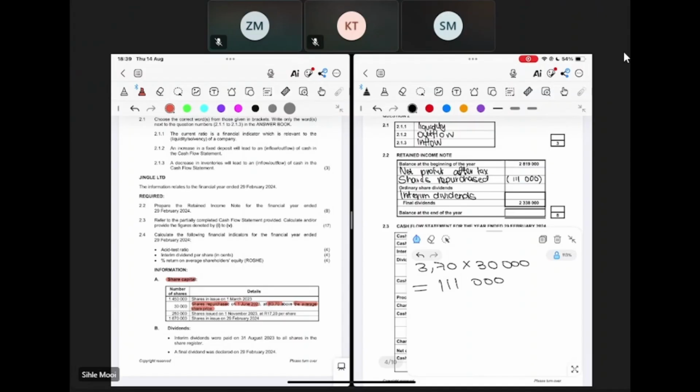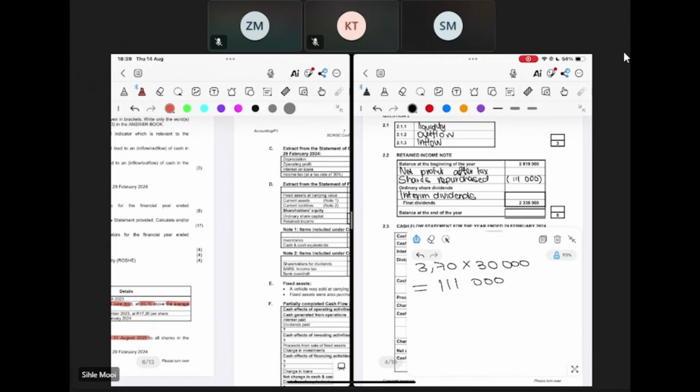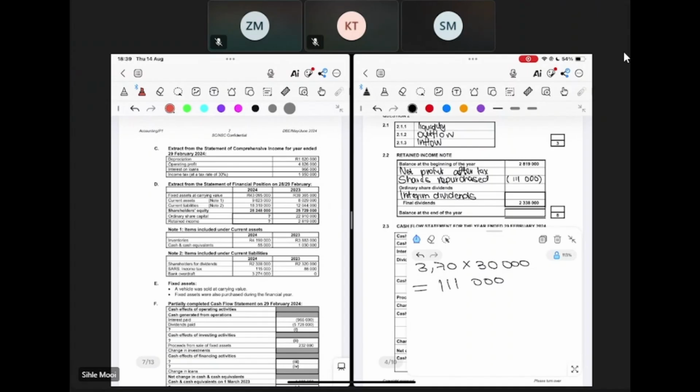Interim dividends were paid on the 31st of August 2023 to all shares in the share register, and they're not telling us how much the interim dividends were, and then a final dividend was declared on the 29th of February 2024. Okay, so we need to go back to that. Then we continue. They give us an extract from the Statement of Comprehensive Income.